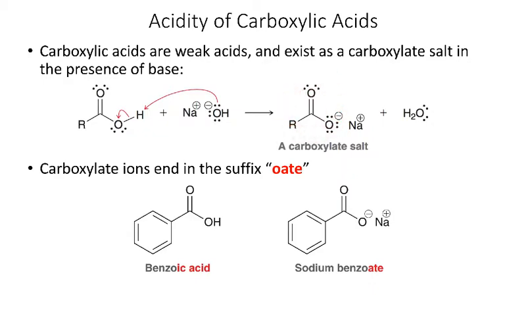When we're naming carboxylate ions, they'll have exactly the same name as the parent carboxylic acid that it came from. We'll just change the ending. Rather than oic acid, it becomes oate. So in this case, benzoic acid becomes the benzoate ion. If we're naming it along with a sodium, then the whole compound would be sodium benzoate. But again, this sodium is largely a counterion. It's very often the carboxylate ion that we're interested in.